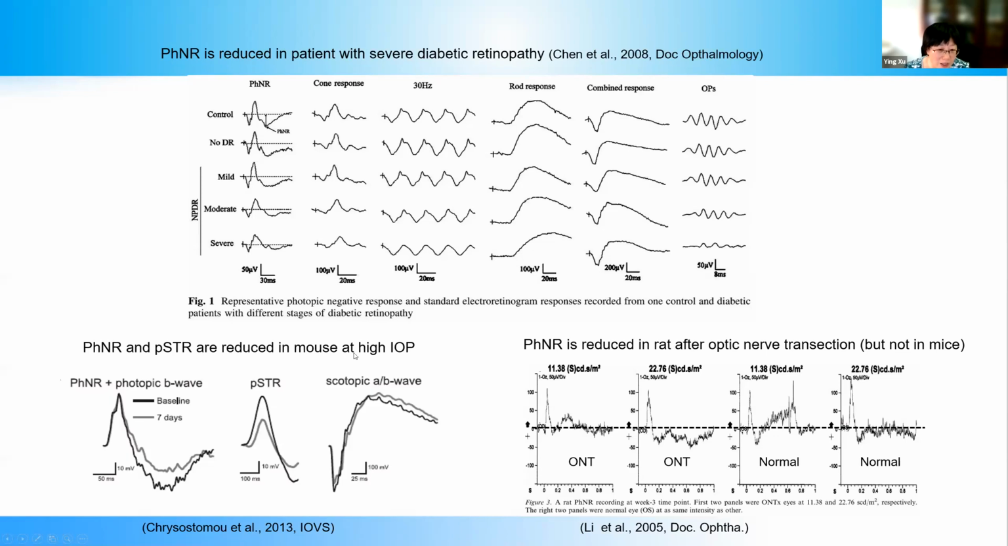And also here you can see that in an animal model with high IOP, both PhNR and PSTR decrease, but the A and B waves remained normal. And also in a rat model after the optic nerve was transected, the PhNR is much more decreased compared with the normal rat. So all this data supports that the PhNR originates from the ganglion cells.